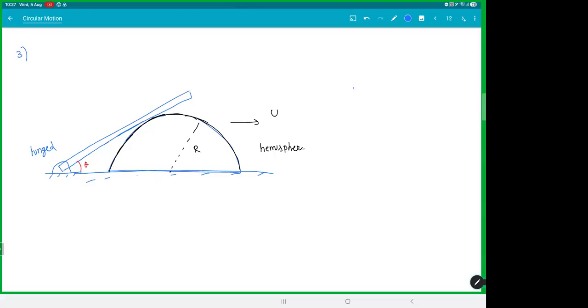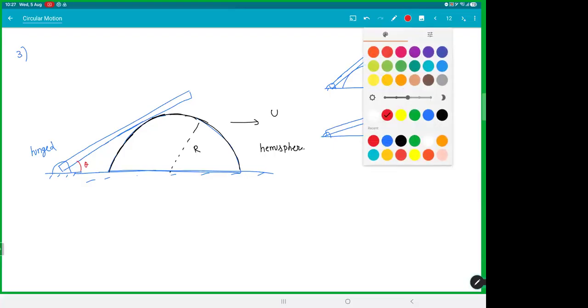Initially, the rod will be like this. After some time, when the hemisphere has gone till here, the rod will become like this. So you can clearly see the angle is decreasing. Initially, it is more steep. This is what happens. The rod is continuously moving. So that means if you pull the hemisphere, the rod is going to change.